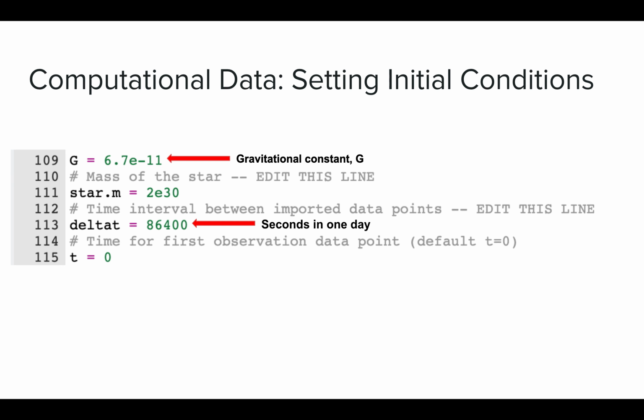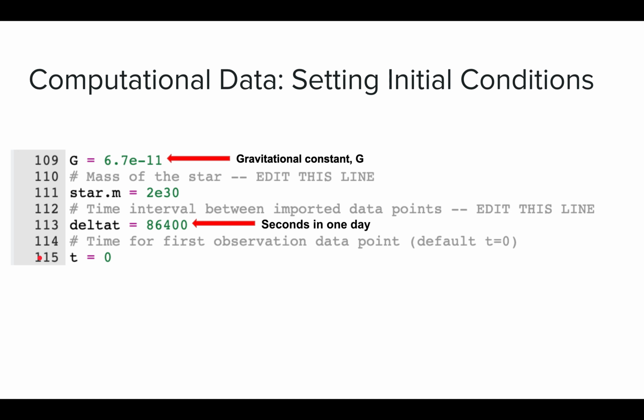To get our computational model started, we first set the appropriate initial conditions as seen here, where the gravitational force constant is as shown, the star's appropriate mass, which was given to us in our starter lab, and the value of each time step was set to the value of seconds in 1 day, and our time started at t equals 0.